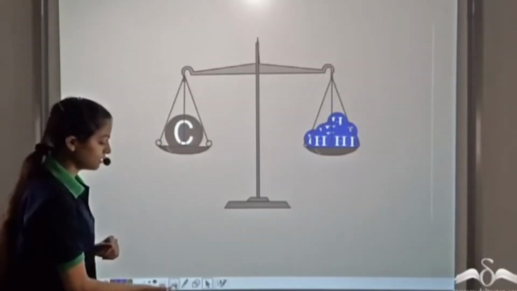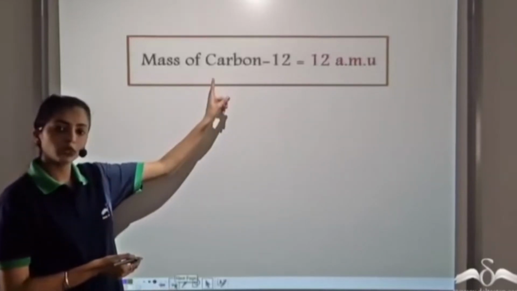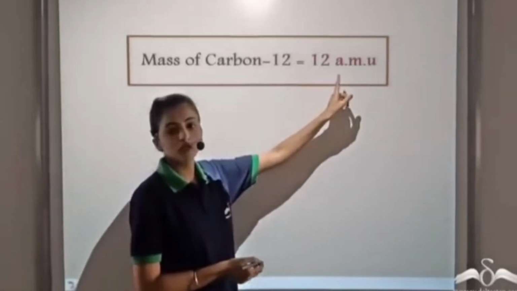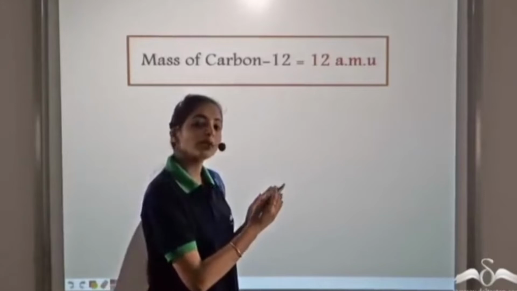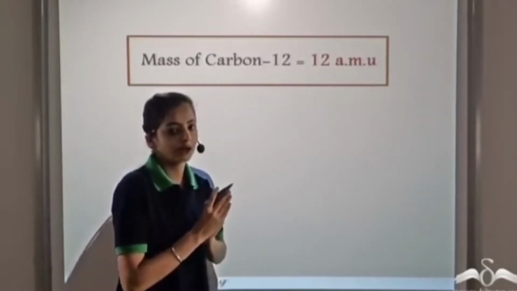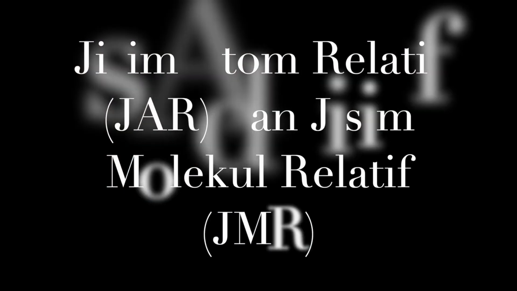This is why the mass of 1 atom of carbon-12 is 12 atomic mass units. It is 12 times heavier than 1 hydrogen atom.